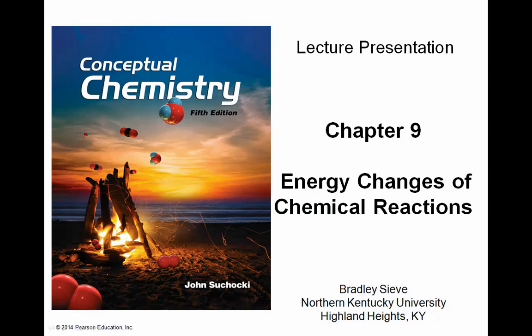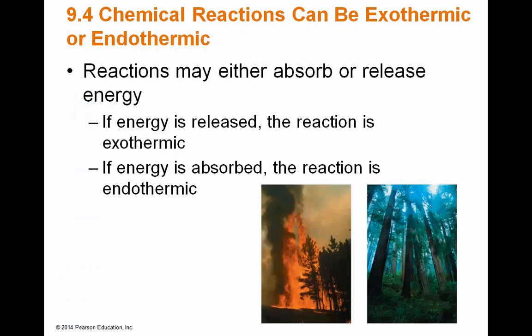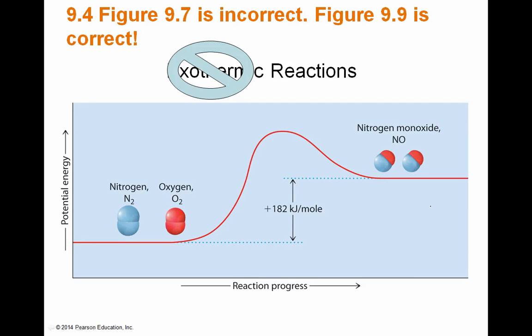Today we're going to talk about energy changes of chemical reactions. First of all, chemical reactions can be exothermic or endothermic. Exothermic means energy is released, for instance like a fire, where you're releasing all this energy of the reaction. Or if energy is absorbed, the reaction is endothermic. Whenever you take in energy, it's endothermic.